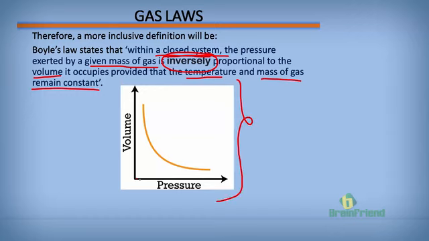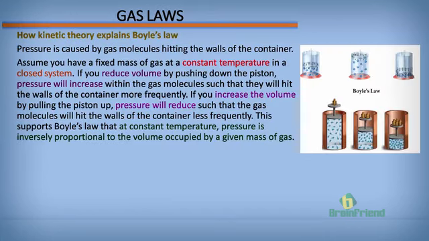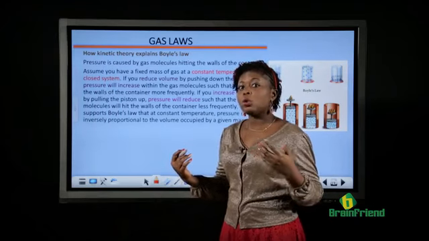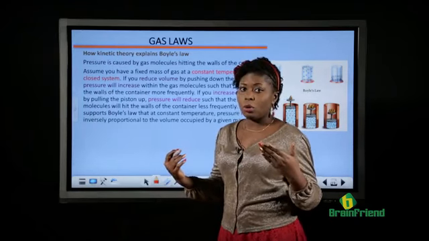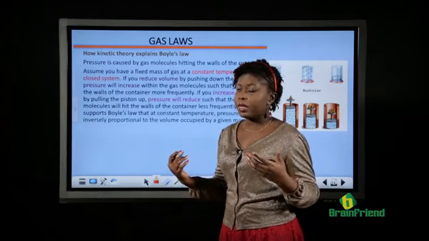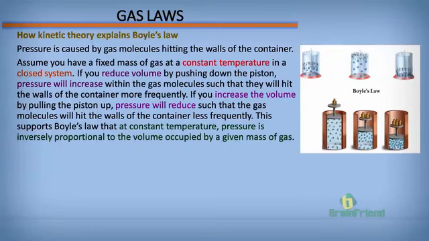We can see that when volume is low, pressure is high, and where volume is high, pressure is low. Let us see how kinetic theory explains Boyle's law with this experiment. Now, we have said before that pressure is caused by gas molecules hitting the walls of their container, and we talked about gas pressure. So we know that pressure is caused when gas molecules hit the walls of their container.